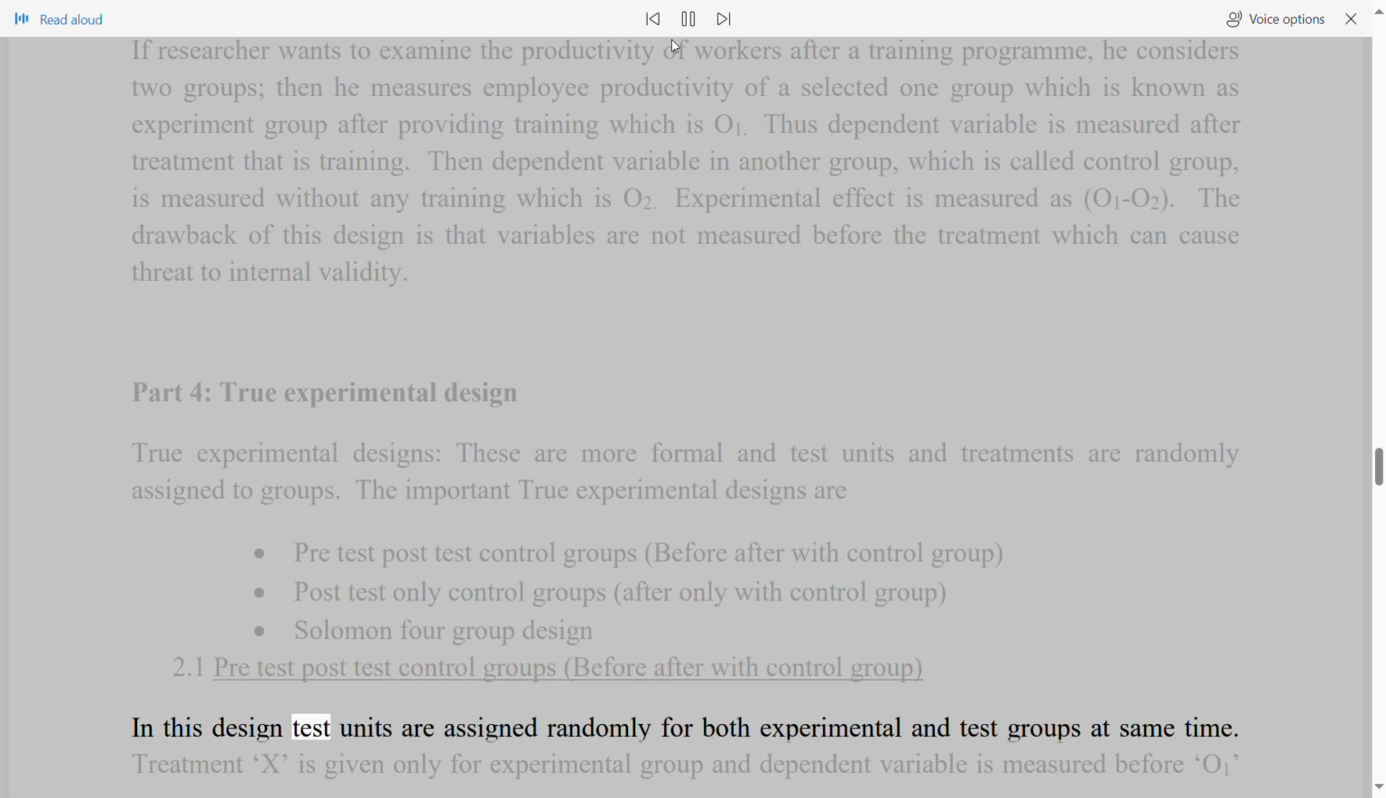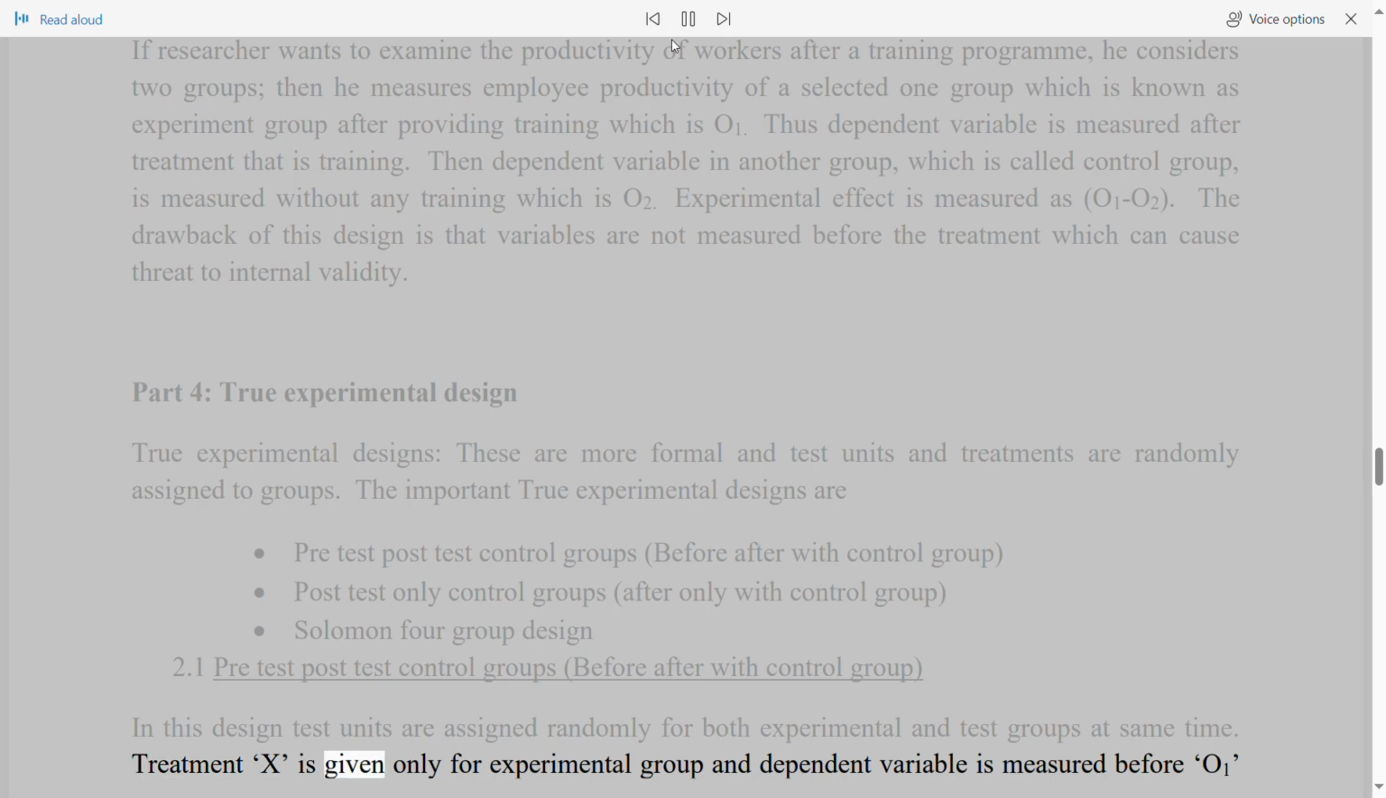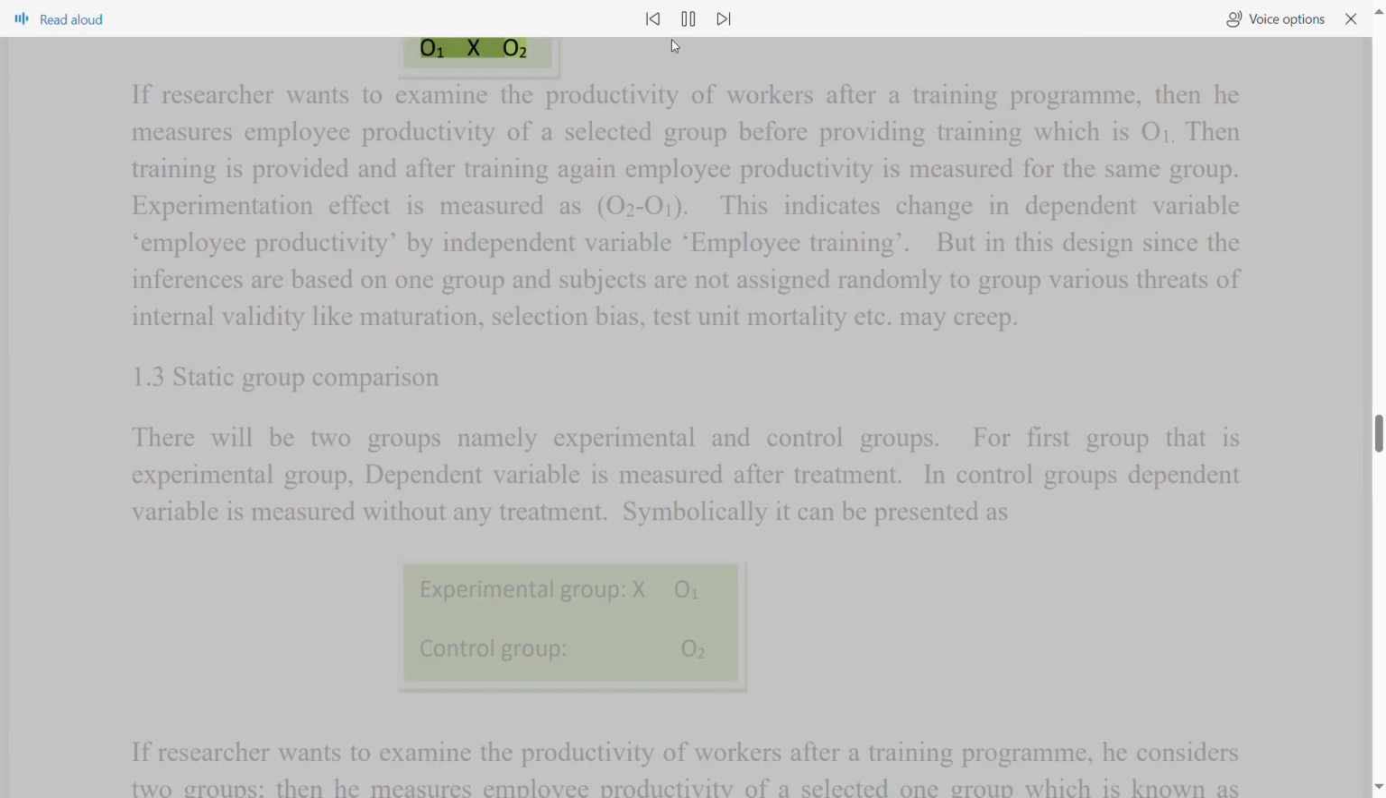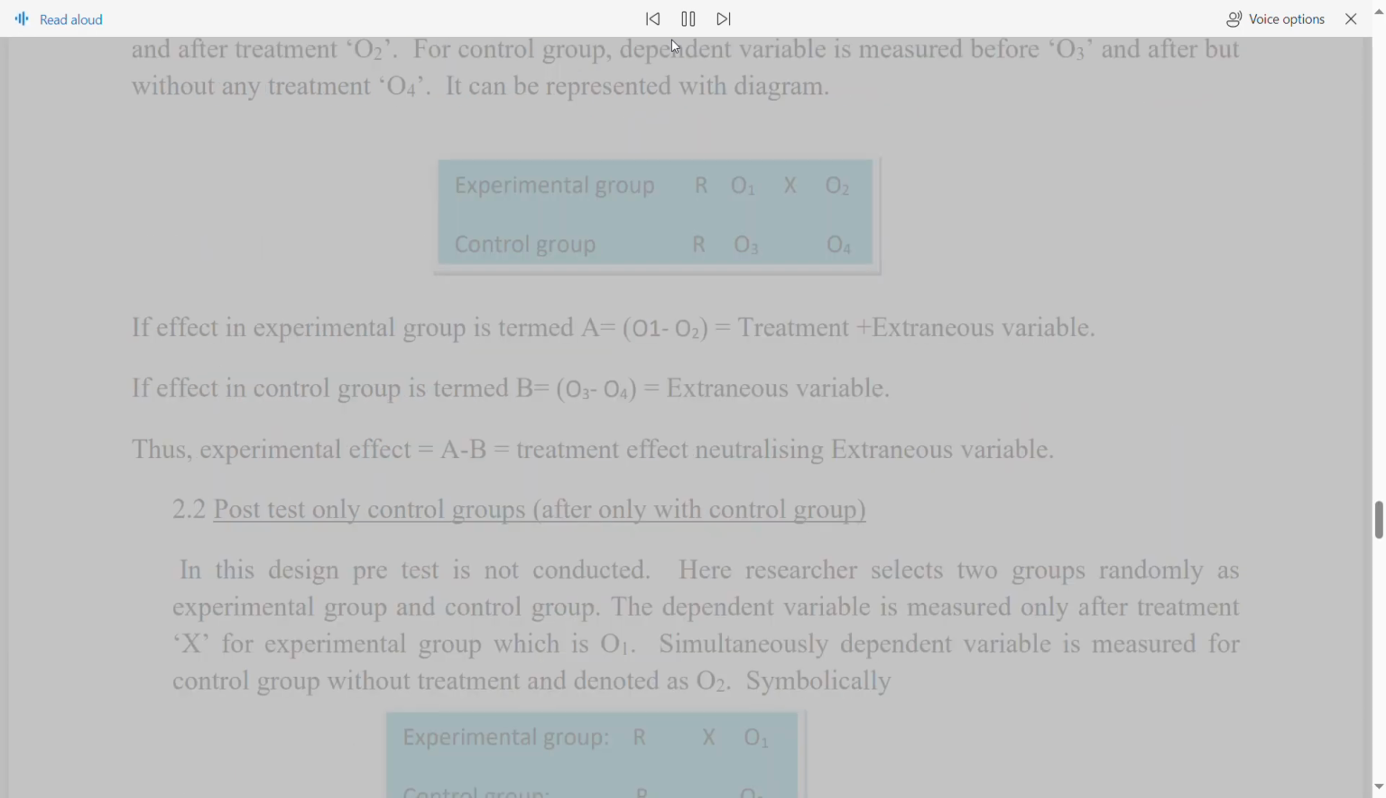In this design, test units are assigned randomly to both experimental and control groups at the same time. Treatment X is given only to the experimental group, and the dependent variable is measured before, O1, and after treatment, O2. Experimental group: O1 X O2. For the control group, the dependent variable is measured before, O3, and after, O4, but without any treatment. It can be represented with a diagram.